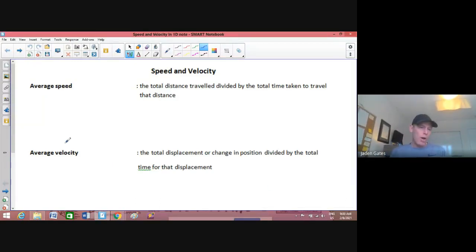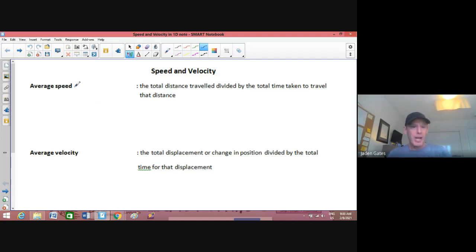All right, so we're continuing on, obviously, with physics in our first unit, all about motion. And on Thursday, we looked at distance and displacement. And today we're going to take it a step further, and we're going to look at something called speed and velocity, which are actually two different things.